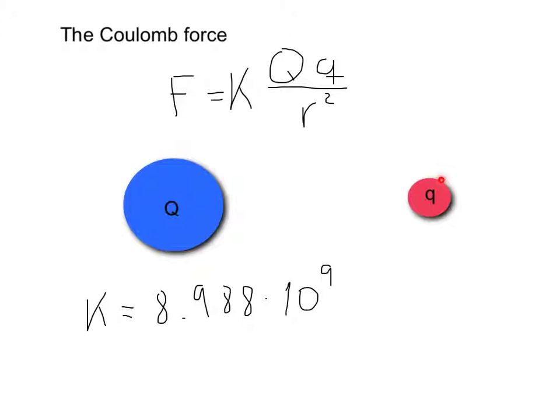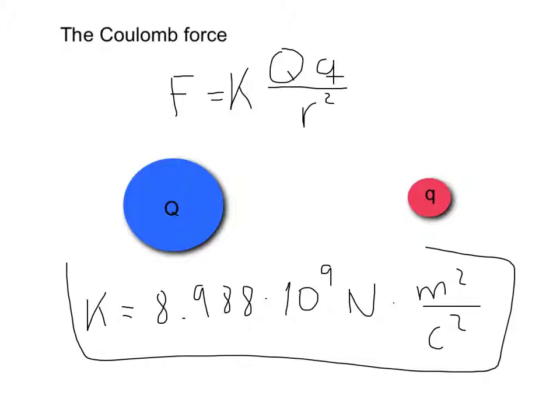Now again, remember that these units have to be newtons. Here I have coulombs, here I have coulombs, and here I have meters squared. Remember that the unit of charge is coulomb. So this should be newtons, because that's what we want to get, times meters squared, to get rid of the meter squared under here, and divided by coulomb squared. And there you go. This is the value and the units of Coulomb's constant.